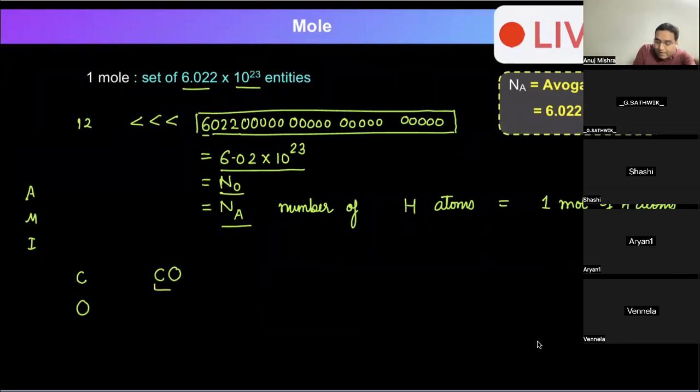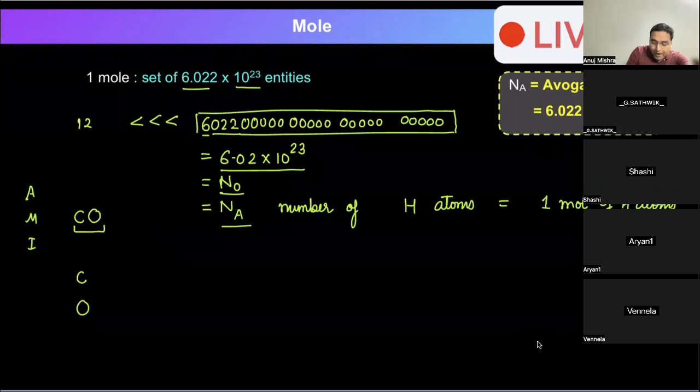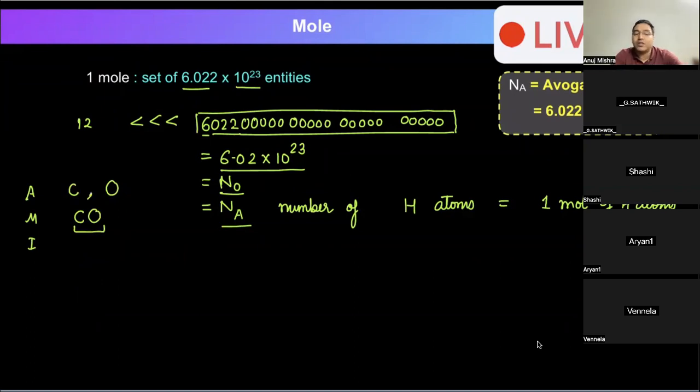What is this CO representing here? Is it A, M, or I? Where should I keep it? Tell me quickly. It represents a molecule, isn't it? So a molecule is combining atoms in certain ratios, we can get molecules. But if I write C and O alone, they are representing elements, or they are just making atoms out of it. Simple.